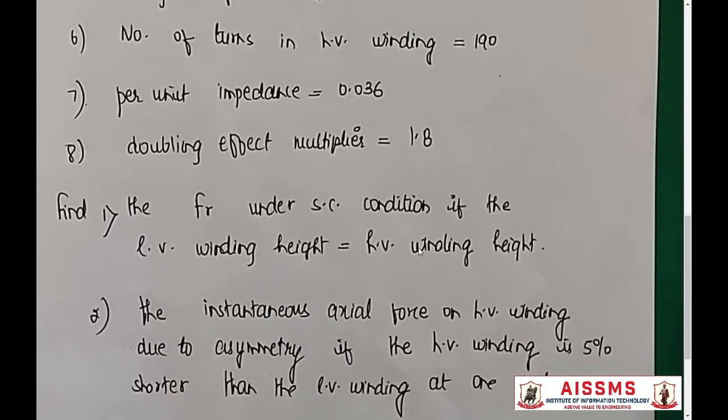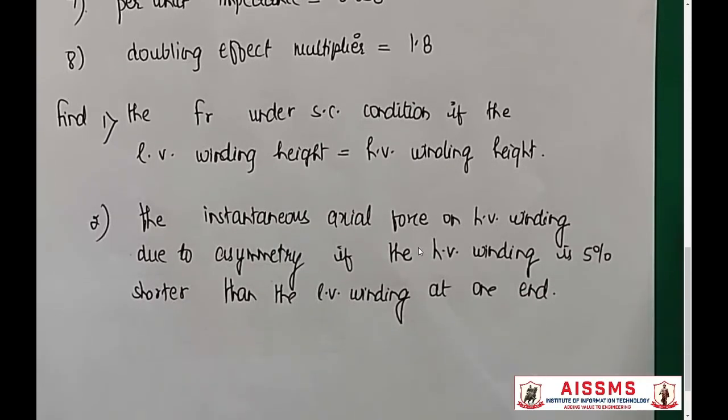Find the radial force under short circuit condition if the LV winding height is equal to the HV winding height, and the instantaneous axial force on HV winding due to asymmetry if the HV winding is 5% shorter than the LV winding at one end. Now let's see how to begin with the numerical.